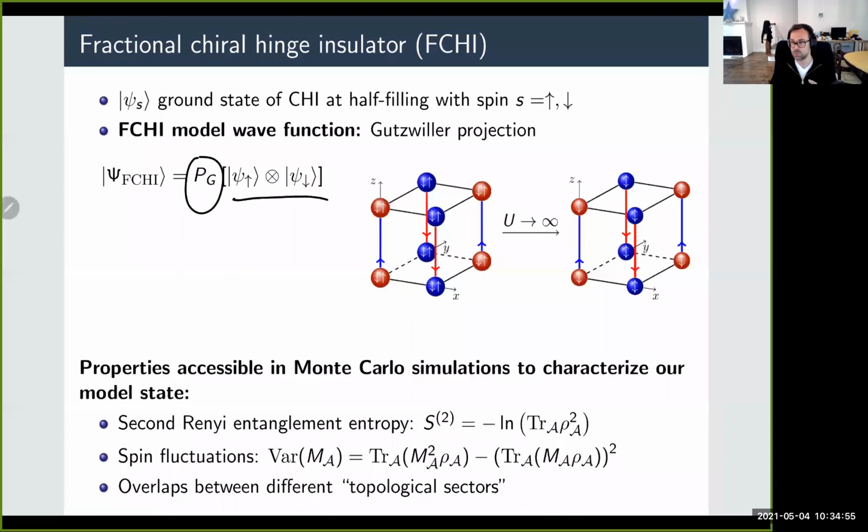This is a model wave function that we can actually put on a computer, and we can try to extract some information about it. Namely, we can use Monte Carlo simulation, for example, to compute the second Rényi entropy, which is usually way easier to compute from Monte Carlo than the von Neumann entropy. We can look at the spin fluctuations, and if we are able to generate different states that could correspond to different topological sectors, we can look at overlaps between them.